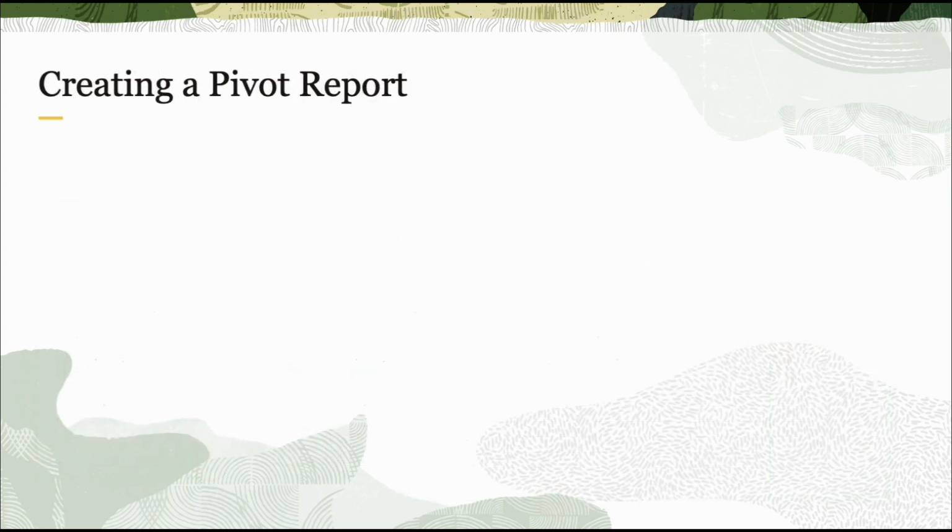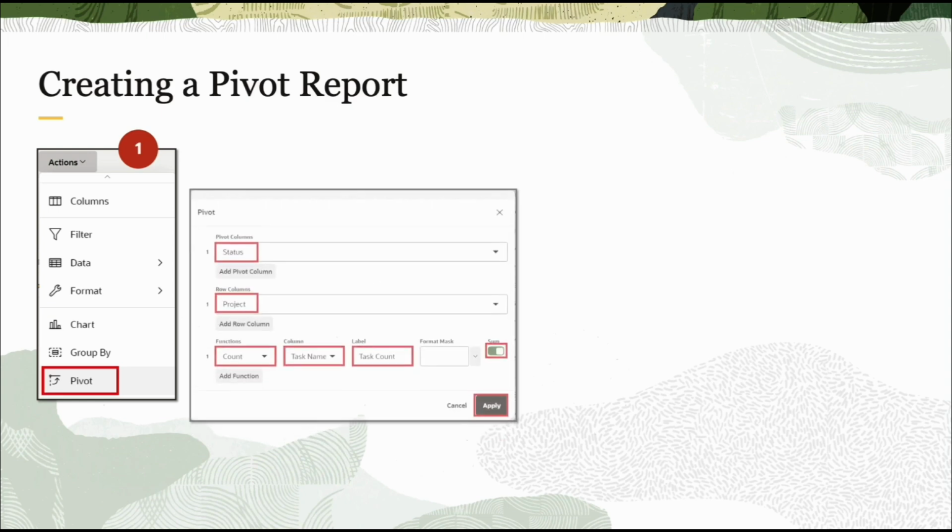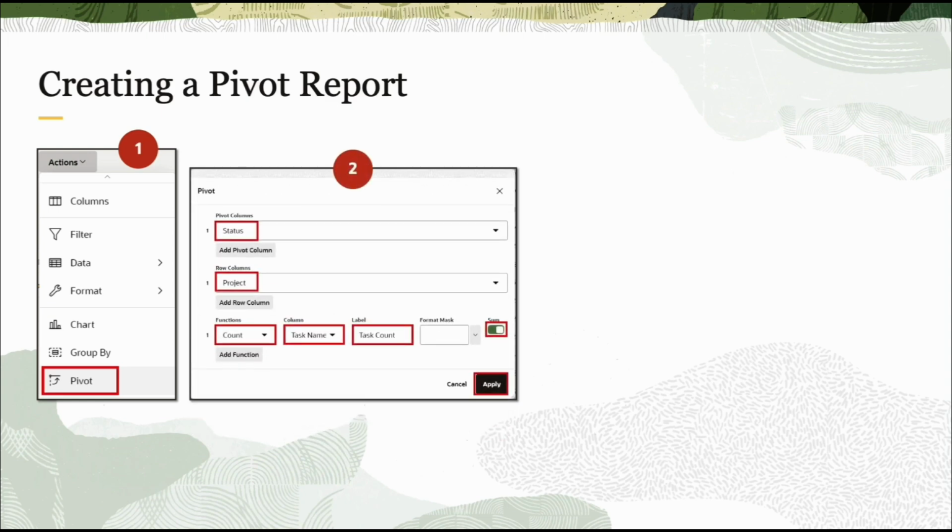End users can also create a pivot report. Pivot reports transpose rows into columns to generate results in a cross-tab format. You select pivot columns and rows and then provide the functions to be represented in the pivot report. To create a pivot report, you can go to Actions menu and select Pivot. This opens up the Pivot dialog box. Here you can specify the pivot column and the row columns and the functions based on which the data will be displayed in the pivot report.